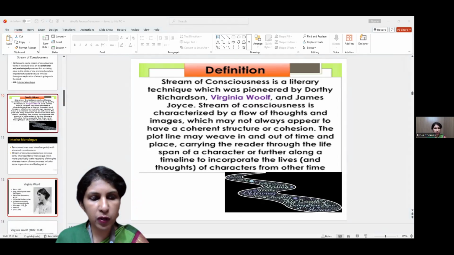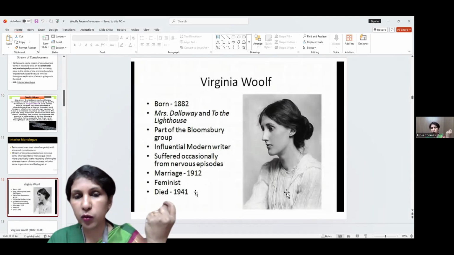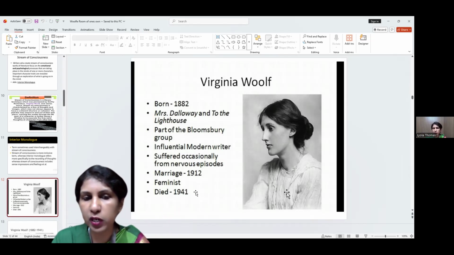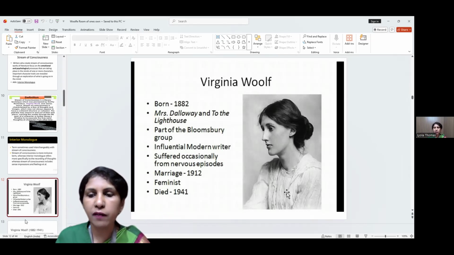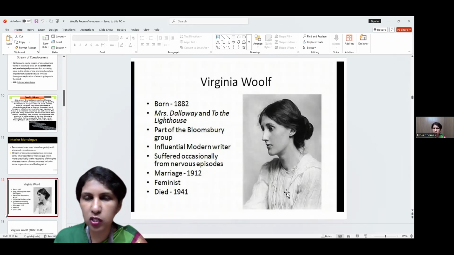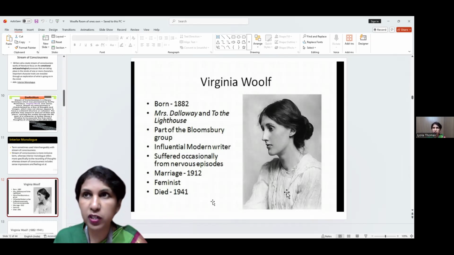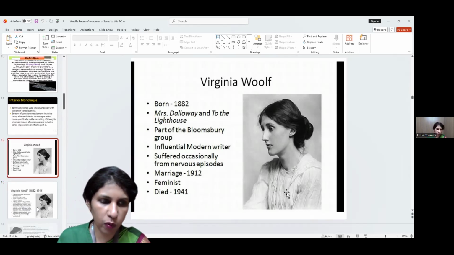And also, when you're looking at Virginia Woolf, a quick biographical note: she was born in 1882. Most of her works shot to fame, especially To the Lighthouse and Mrs. Dalloway. She was part of the famous Bloomsbury group and she was an influential modern writer. She suffered occasionally from nervous episodes, and we have reason to believe that this was caused by the internal trauma and the horrific abuse that she underwent as a child. She was married in 1912 and is known as one of the foundational feminist figures, and she died in 1941.